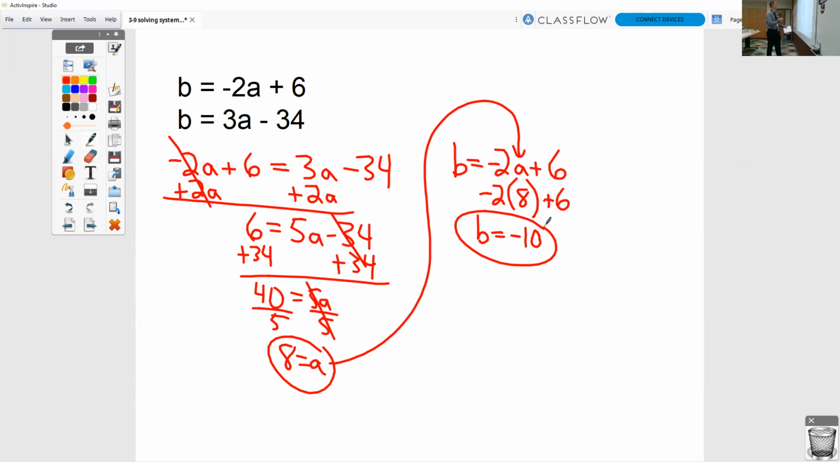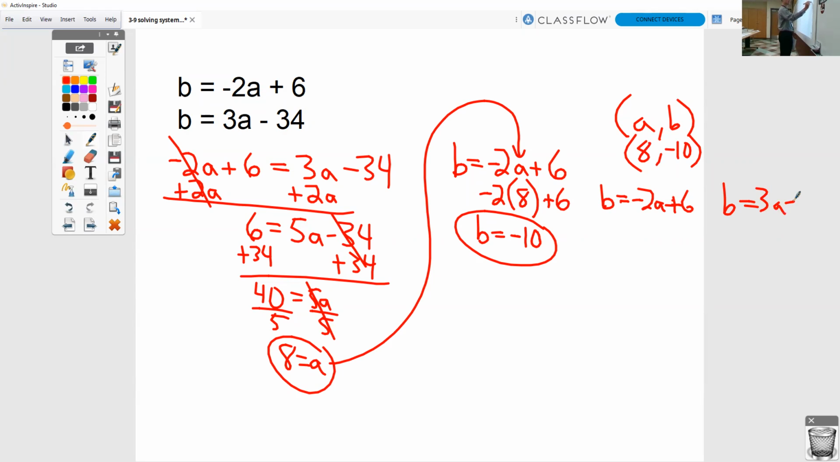When I go to do my checks, we have a and b. So if you wanted to do a comma b, that's fine. We would have 8 comma negative 10. So a is 8, b is negative 10, subbing it in to both equations. Remember, it still needs to check in both equations. Sorry, my pen is not cooperating. 3a minus 34. So instead of b equals, I have negative 10 equals. Instead of negative 2 times a, I have negative 2 times 8 plus 6. You could type this right into the calculator. You get negative 10, so negative 10 equals negative 10.